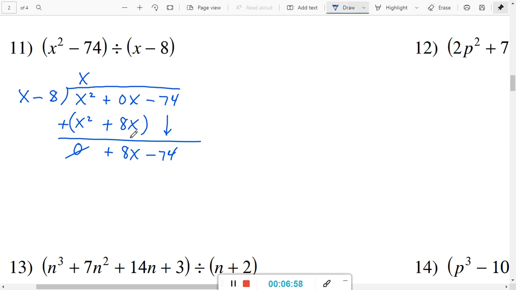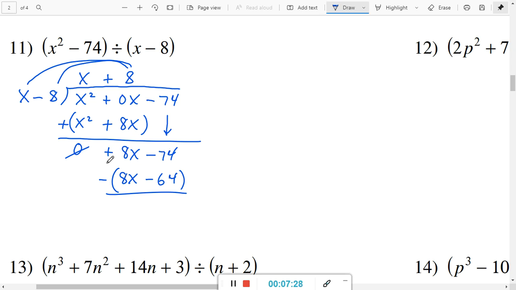So we say 8x divided by x, that's just positive 8, right? And then distribute the 8. 8 times x is 8x. 8 times negative 8 is negative 64. Okay, subtract this whole thing right here. 8x minus 8x is 0.